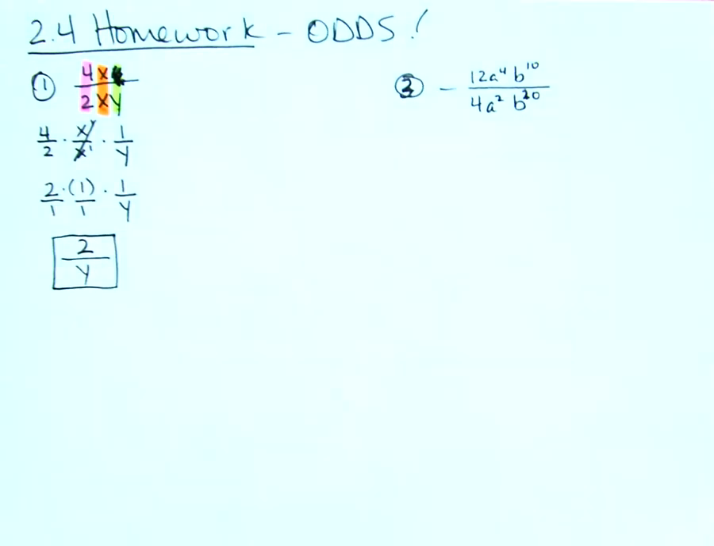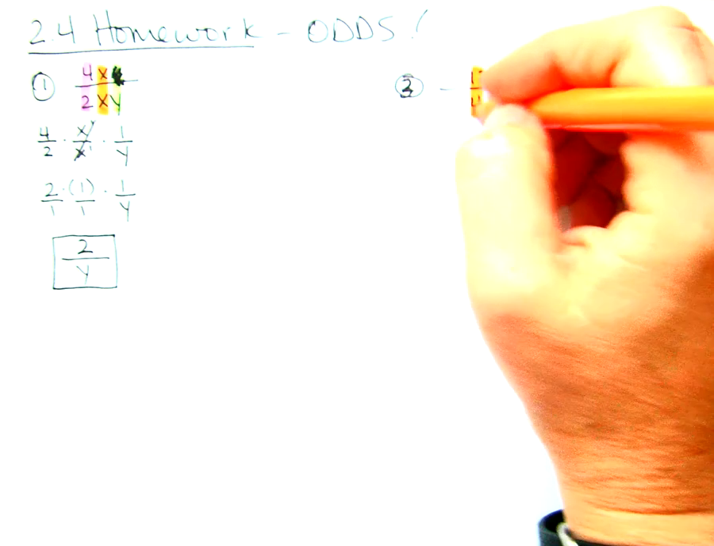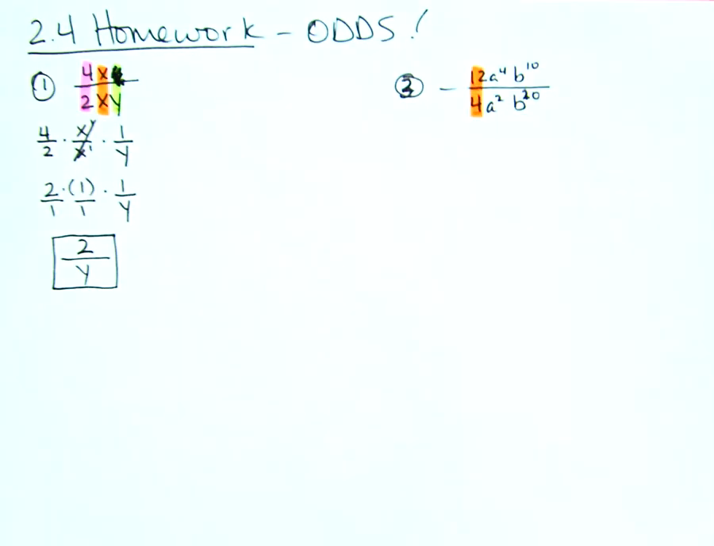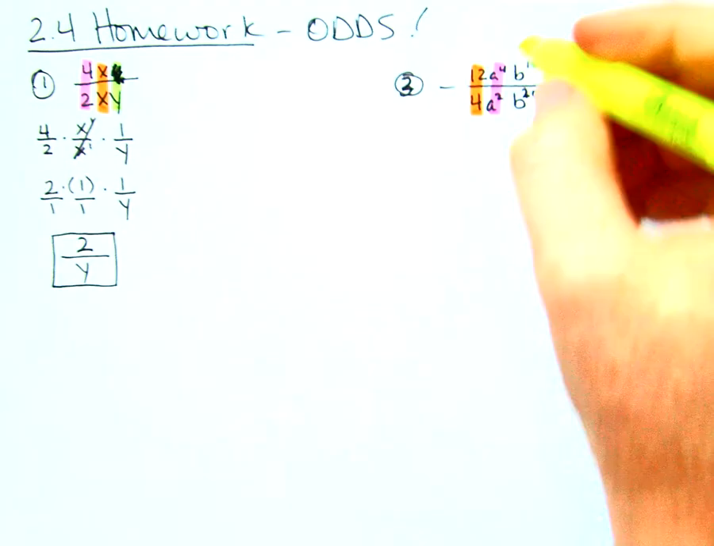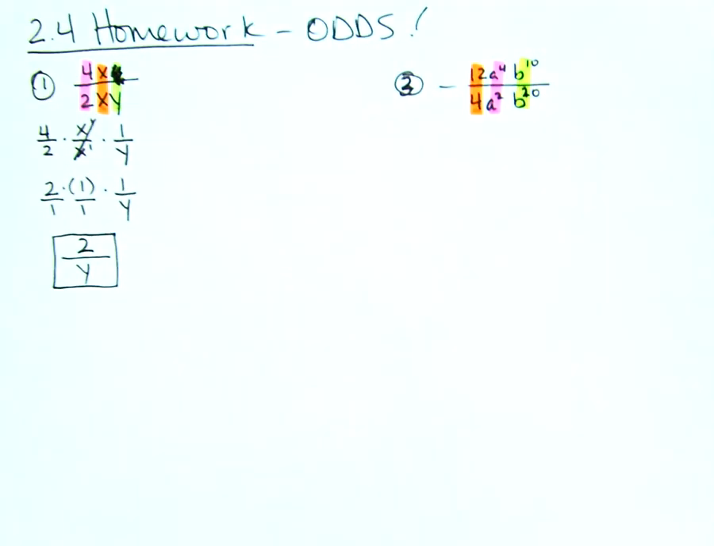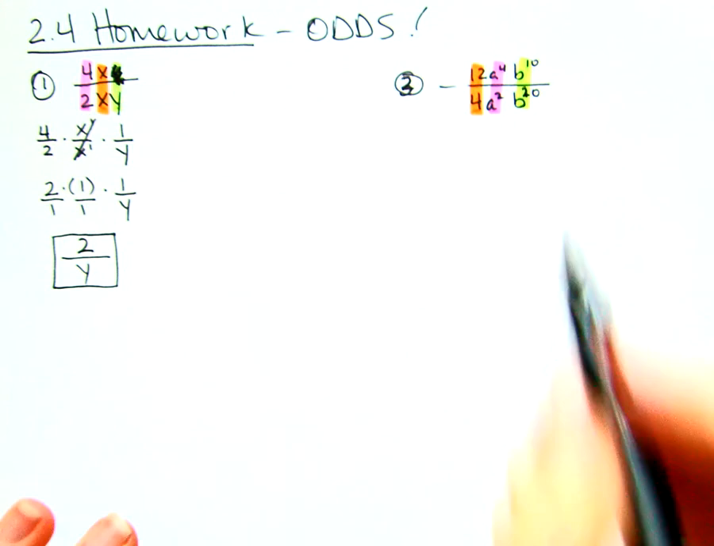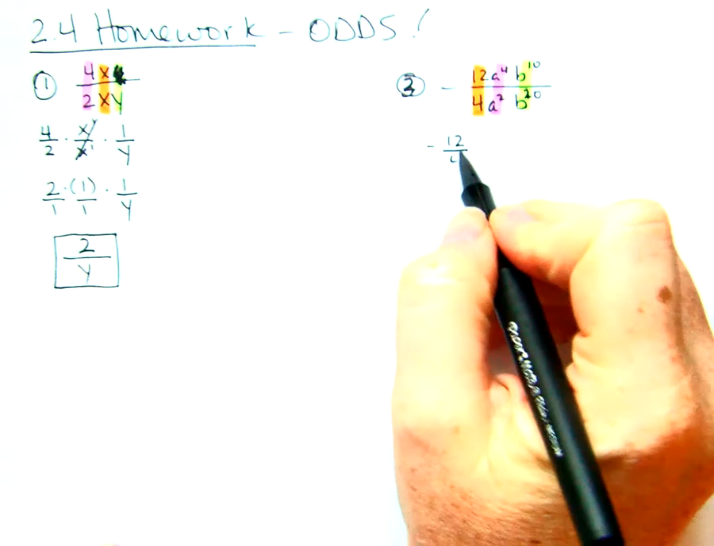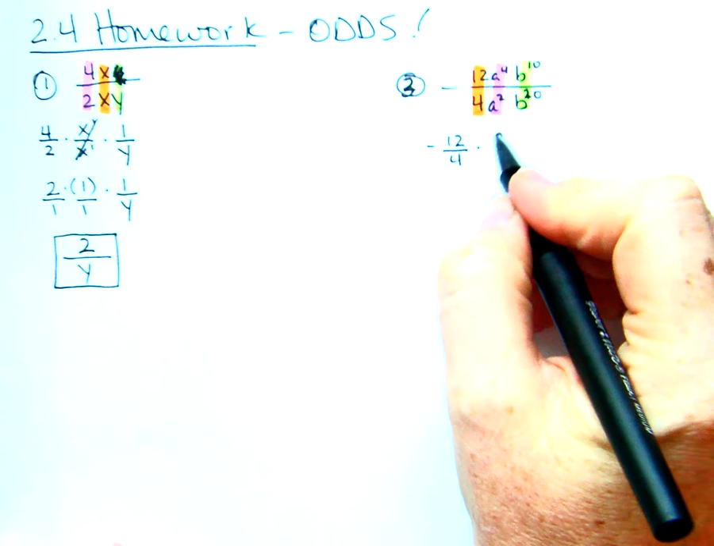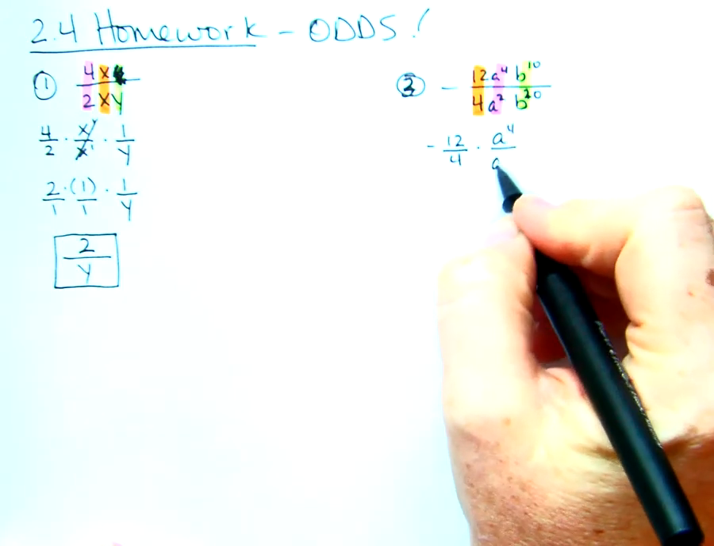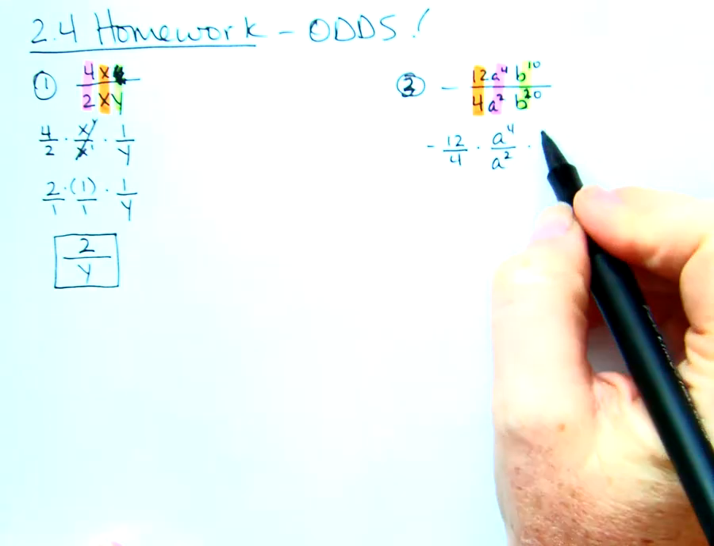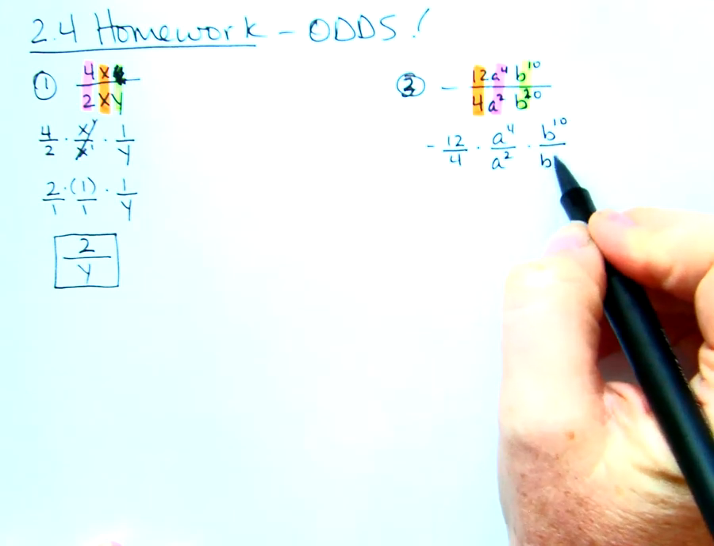Number 3, just a little more involved here. We think about the coefficients as their own thing, and then the a's as their own thing, and then the b's as their own thing. So we separate this out as negative 12 over 4. We separate this out as a to the 4th over a to the 2nd. We separate this out as b to the 10th over b to the 20th.